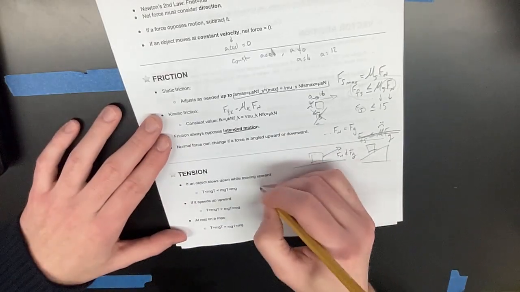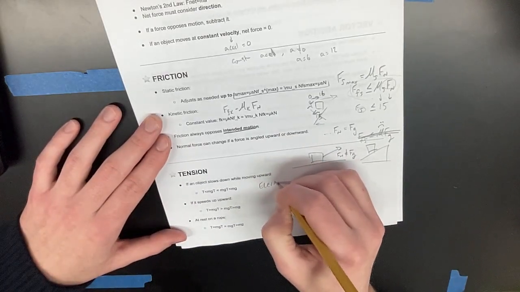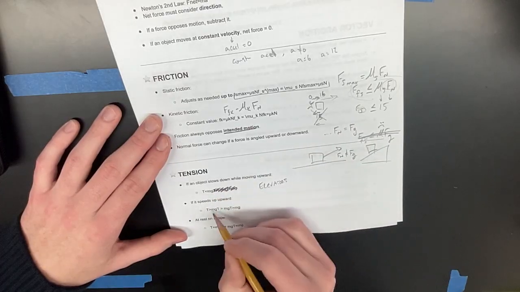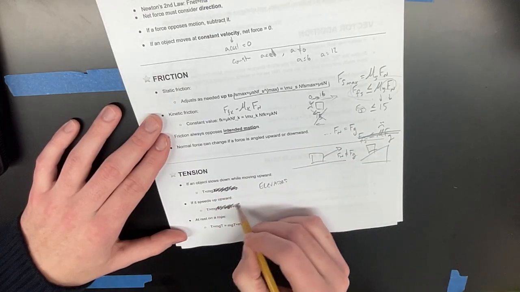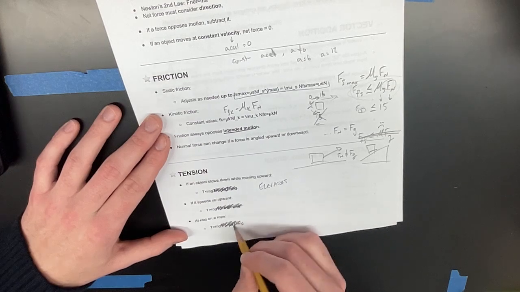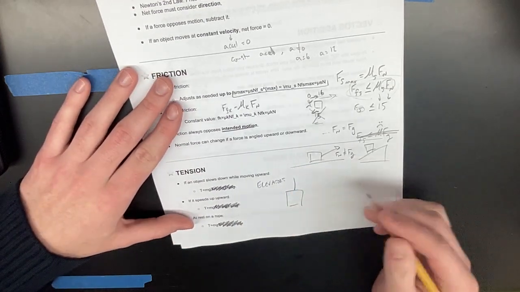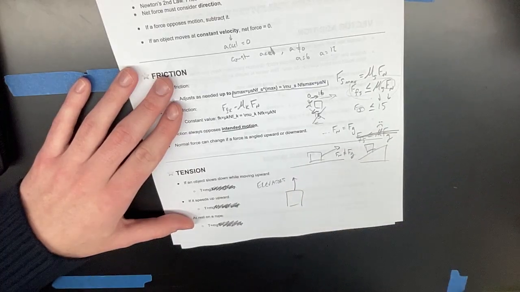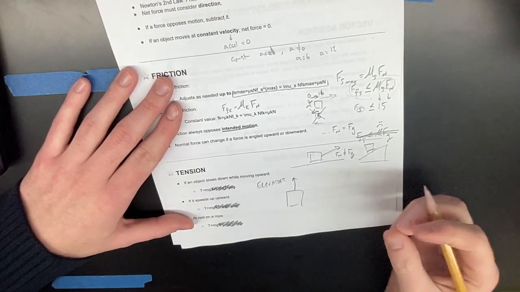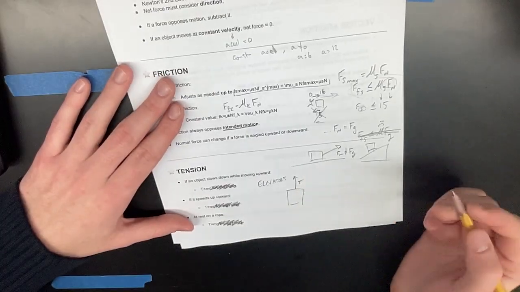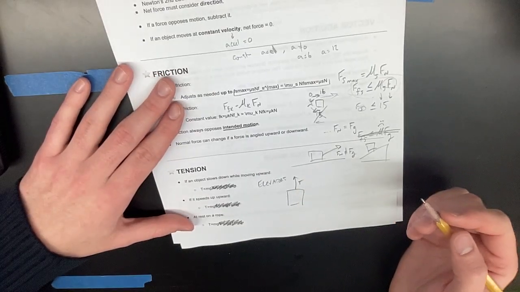Okay, this is talking about elevators. So let's take a situation where I've got an elevator and the elevator is only at the top. So if I'm not just falling to the ground, there's some amount of tension in this rope.